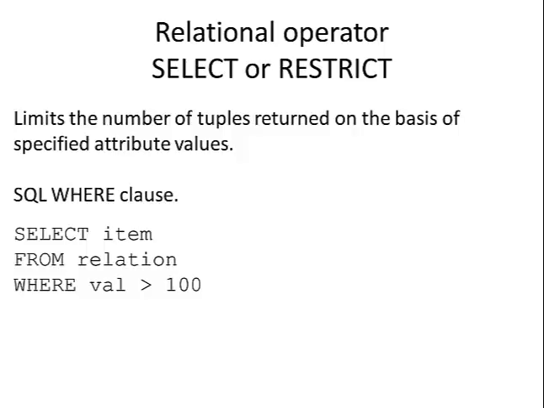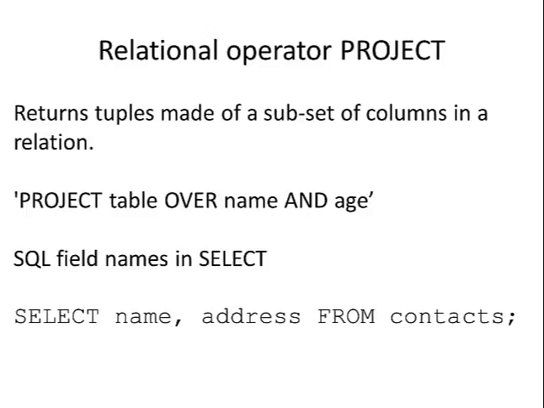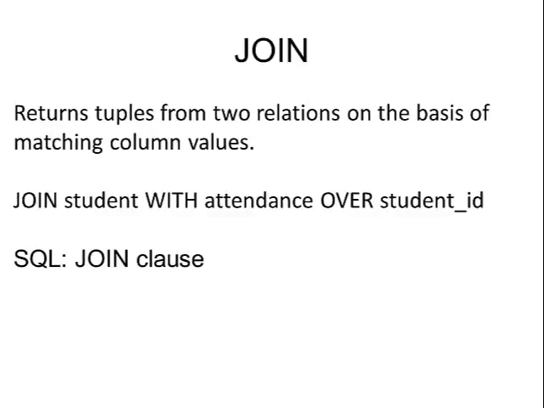We've got one called select or restrict that limits the number of rows, tuples, based on some kind of conditional value. And that maps onto an SQL WHERE clause, very simply. There is one called project, which returns, instead of a subset of rows, a subset of columns. So simply return me the name and age fields from a table. And those are implemented by listing the fields to return in an SQL query.